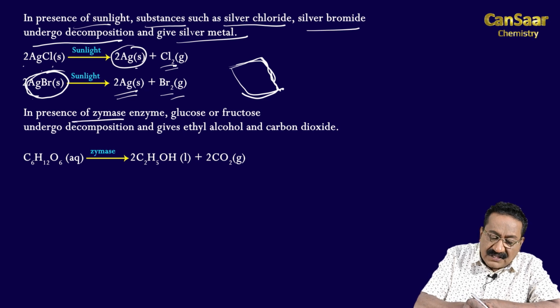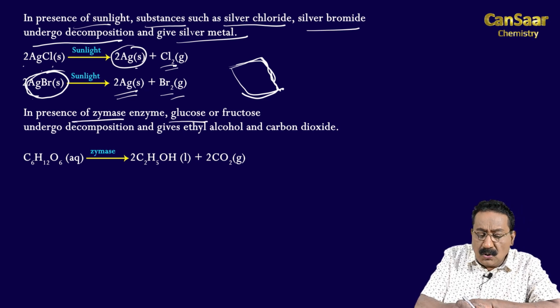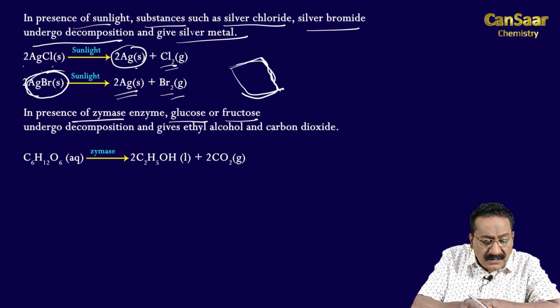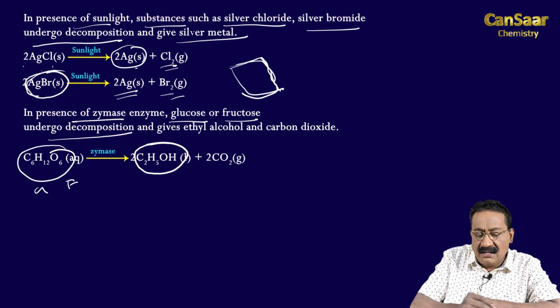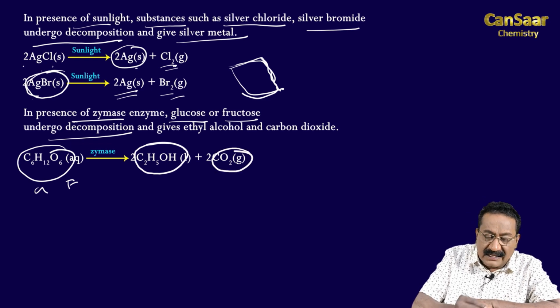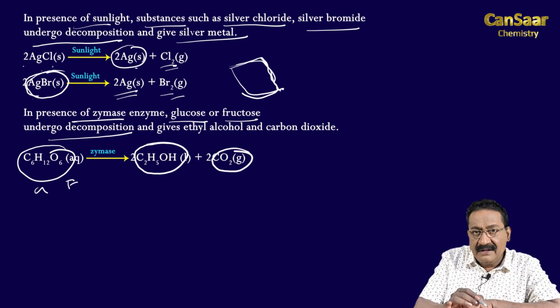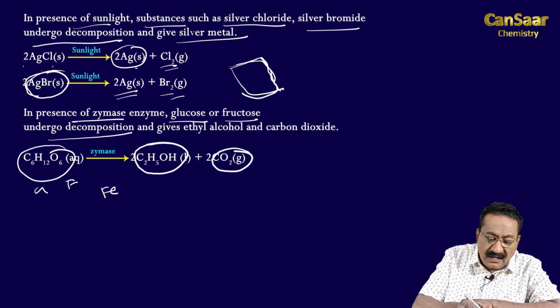In presence of zymase enzyme, glucose or fructose undergoes decomposition. That is one substance, glucose or fructose, undergoing decomposition and gives ethyl alcohol, and carbon dioxide gas is liberated. Very good example for decomposition. Of course, this decomposition is called fermentation.